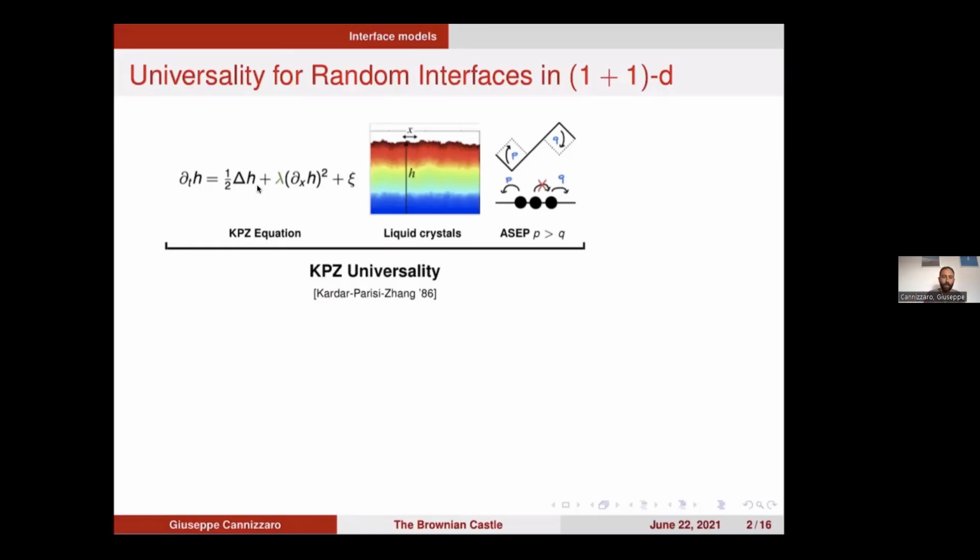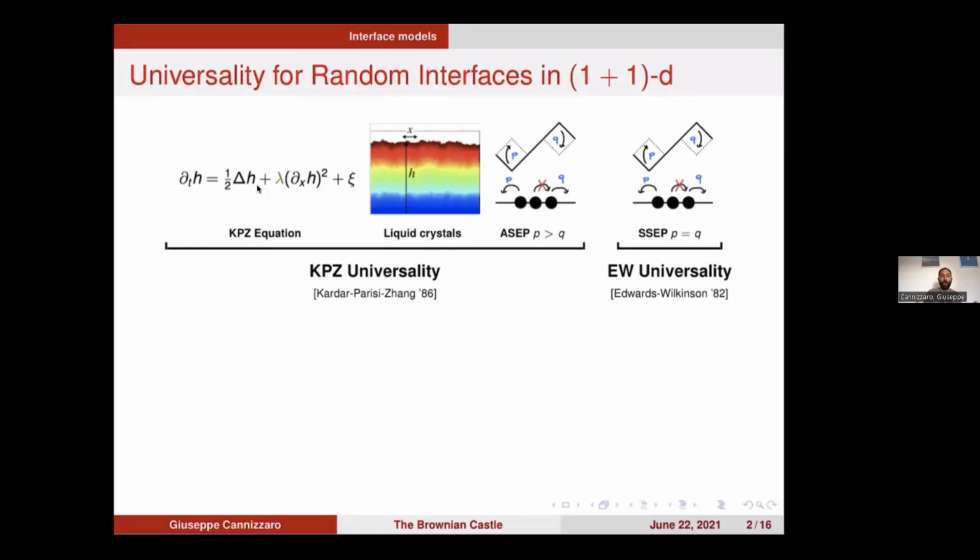The second universality class is instead the Edwards-Wilkinson universality class. In this case, an example of a model belonging to it is the symmetric simple exclusion process. So the dynamics is the same as before, but this time the particles perform independent random walks, which have the same rate of jumping left or right, okay?